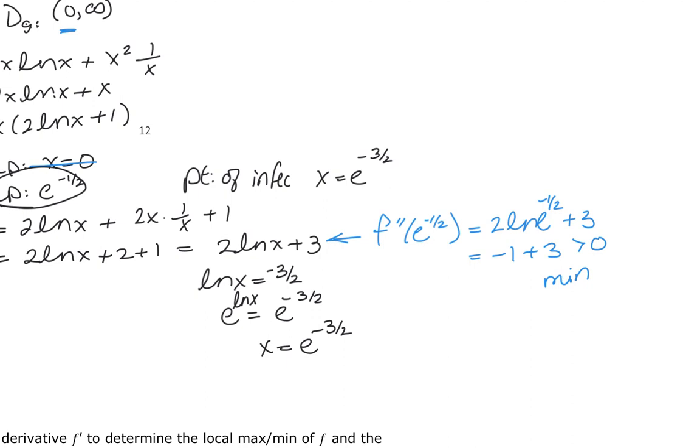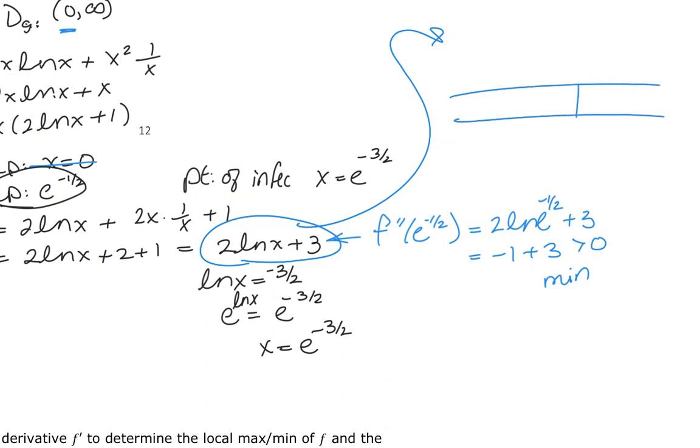All right, now the point of inflection, well, it's a possible point of inflection. I'll need to know what's going on either side. So I'm going to take the second derivative here and do a sign chart. And the only thing I have to worry about is e raised to the negative 3/2. And I have 2 times the natural log of x plus 3. Now we knew what happens when x is equal to e raised to the negative 1/2, and that's actually on the other side.